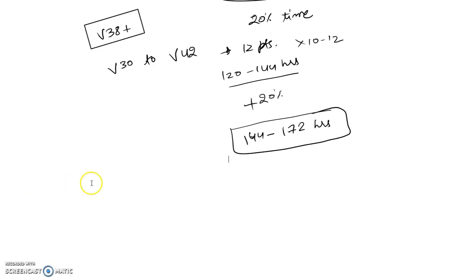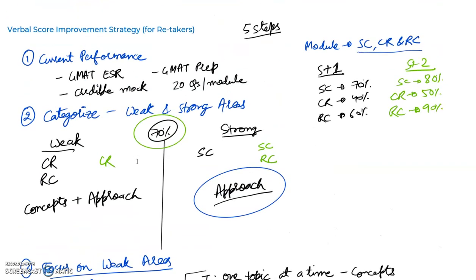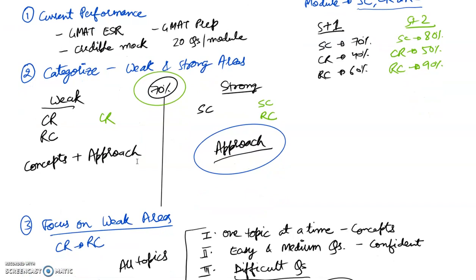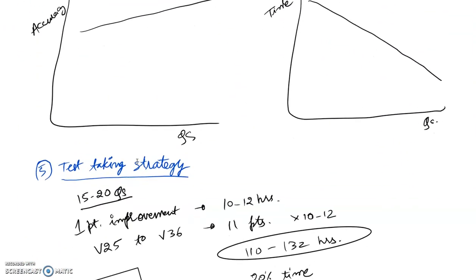So all the best. I hope this strategy helped. You can create a study plan based on this, and I'm sure you'll succeed. So measure the current performance, categorize into strong and weak areas, focus on the weak areas, then focus on the strong ones, and finally focus on the right test taking strategy. So enjoy learning. Thank you.